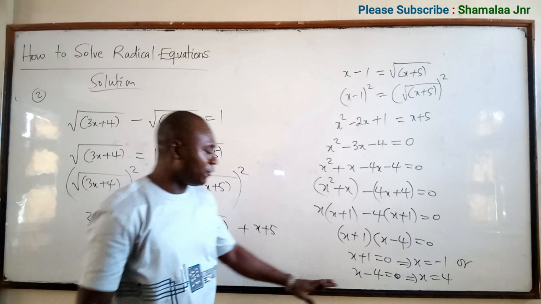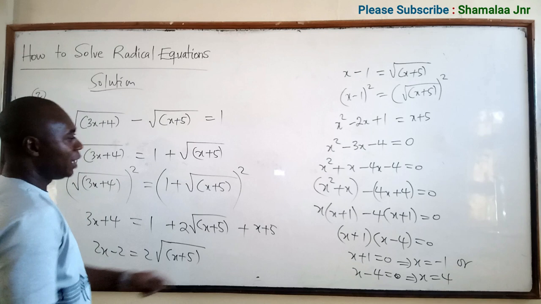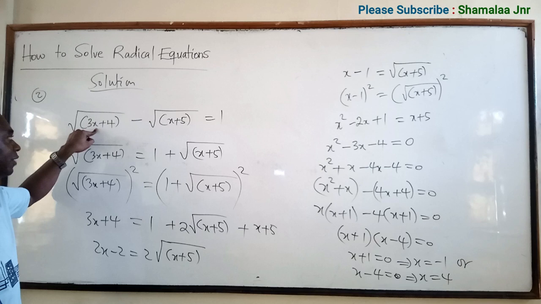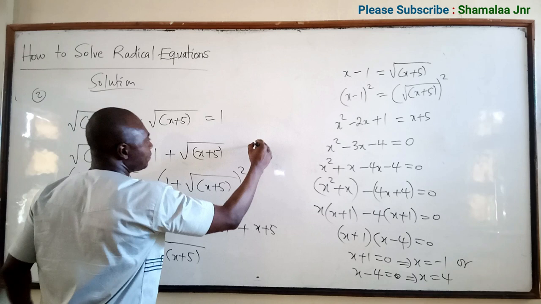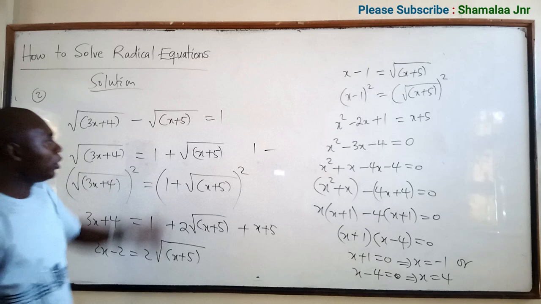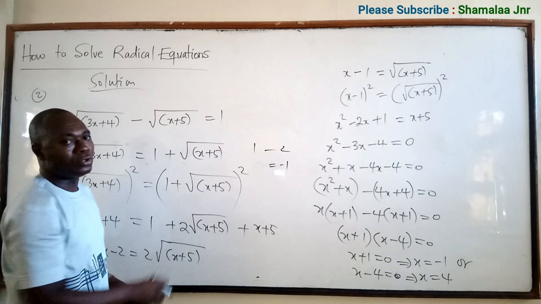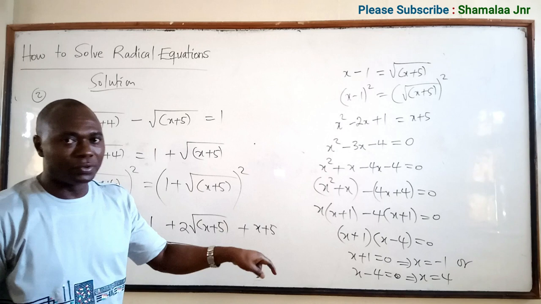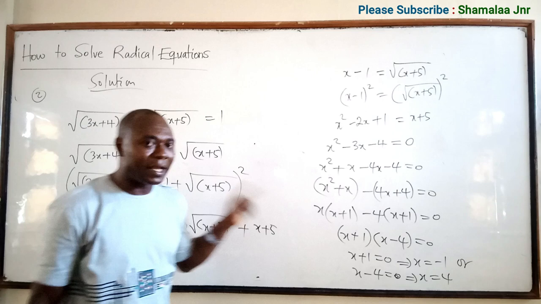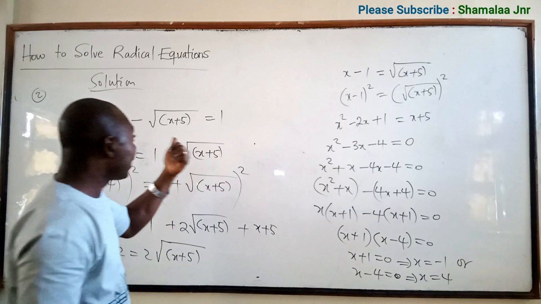So let's go back to the original equation and check. When you put negative 1 here, that would be 3 times negative 1, that would be negative 3 plus 4, and that would be 1. Square root of 1 is 1. Minus, when you put negative 1 here, this one will be negative 1 plus 5, and that will be 4. Square root of 4 is 2. 1 minus 2 is negative 1, and this is not equal to 1. So x equal to negative 1 is an extraneous root. Even though I have been able to obtain x equal to negative 1, it does not satisfy the original equation. So it's an extraneous root and can therefore not be accepted as an answer or the root of this radical equation.